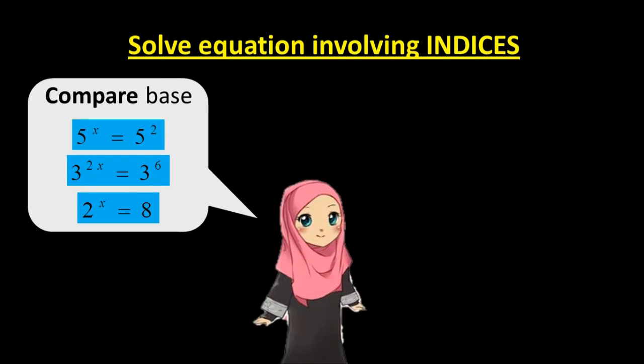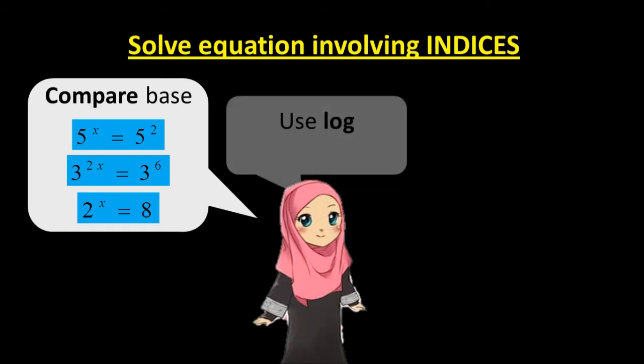On the left hand side, our base is 2. On the right hand side, we have base 8. 2 and 8. Okay, actually 8 we can change it into base 2, which is 2 to the power of 3. That's why we still can use compare base. Okay, base 2 dengan 8. 8 kita boleh adjust, kita boleh tukar kepada 2 kuasa 3. So, belah kiri base 2, belah kanan pun base 2. That's why we still can use compare base.